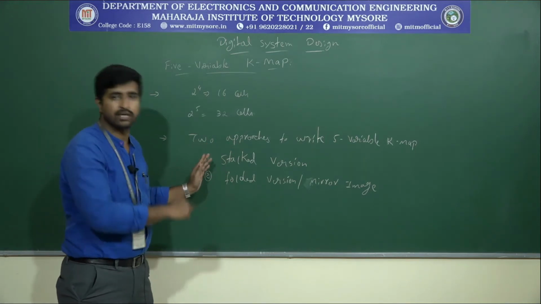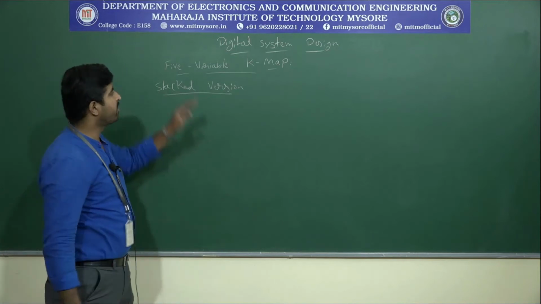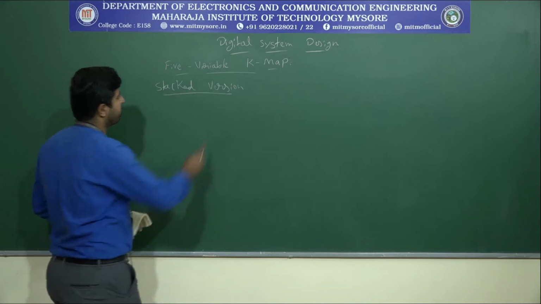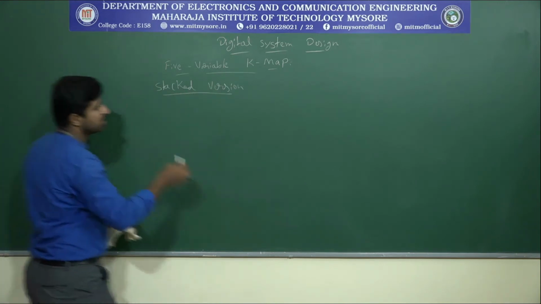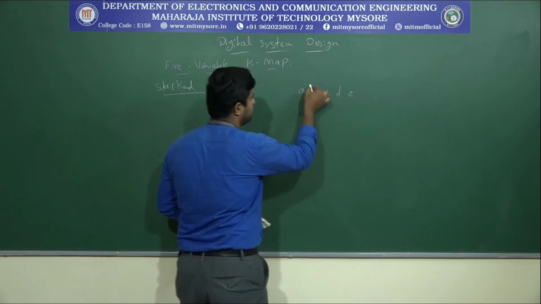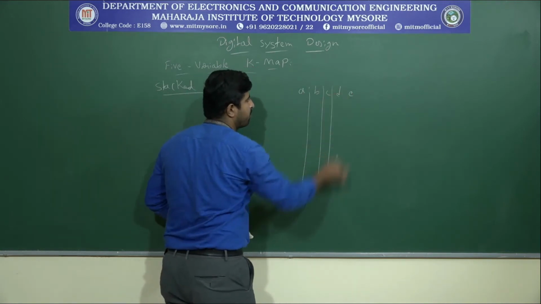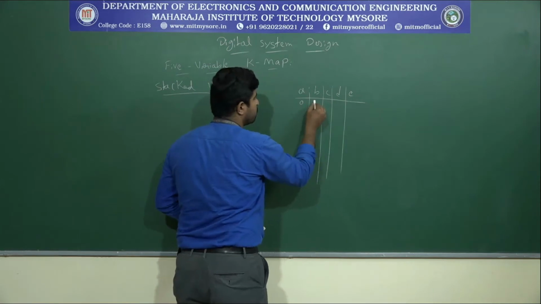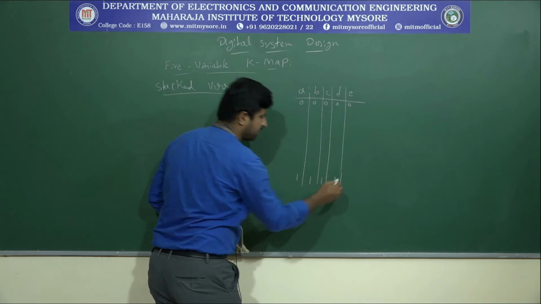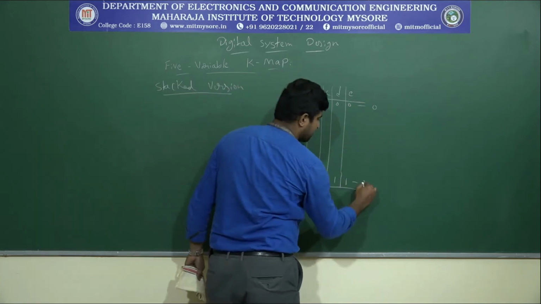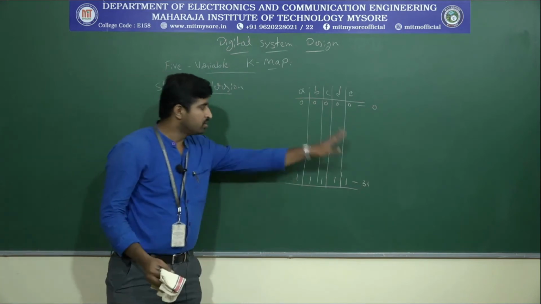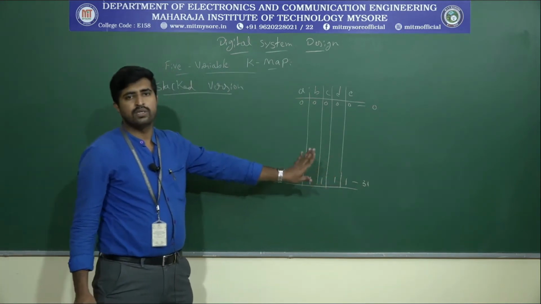First let's see the structure. Okay, let's see the structure of a 5 variable K-map in the stacked version. Okay, so keep in mind the 5 variables are A, B, C, D, E. So the min terms will vary from 0 0 0 0 0 to 1 1 1 1 1, right? 0 to 31. So the min term values or cell values will be 0 to 31. That means we will have 32 cells.